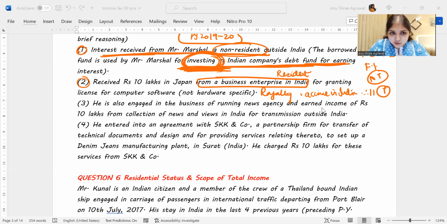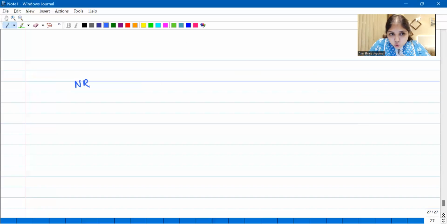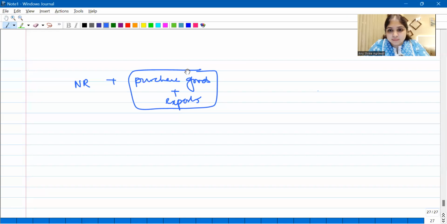Listen, 2 points. If your assessee is a non-resident and this non-resident is in the business of purchasing goods, he purchases goods in India and then exports them outside India. This is his only business. So will you say that his income is accruing in India? No, this is an exception. His income is not accruing in India.